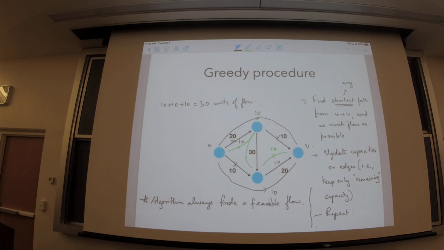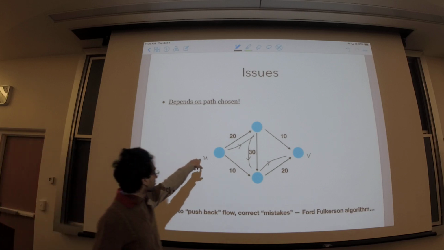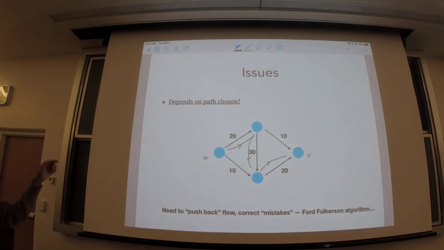But if you chose this path to start with, you send 20 units of flow in the first iteration and then you get stuck, because once you chose this, there is no way of going from U to V anymore. There are no paths. So, do you guys see this example?